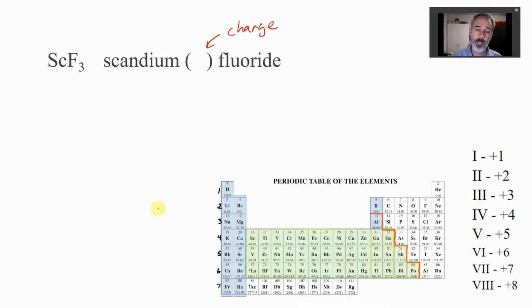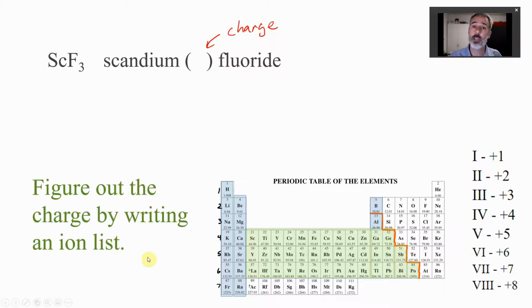So we have to figure out its charge. And the way you do that is you make an ion list, just like when we were working from the name over to the formula. We're going to do the same thing. Now the great thing is we already know the formula. So let's make our ion list.